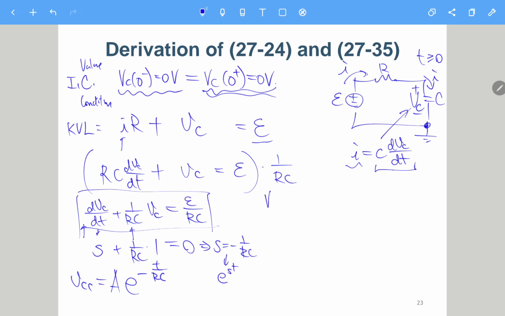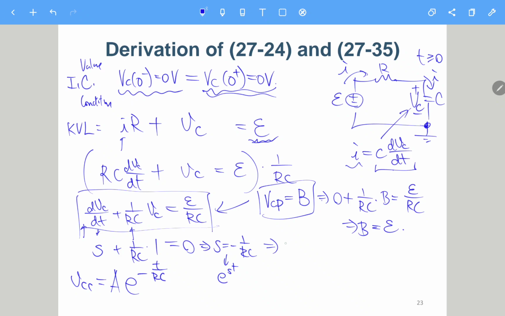And then for VCP, the particular solution, it is related to this constant. So VCP should be another constant, let's say B, and then we can just plug B back into this equation. The first derivative of VC will be 0, because the derivative of a constant is 0, so we should have 0 plus 1 over RC times B equals E over RC. So we can cancel RC on both sides. We can quickly find that B equals E.